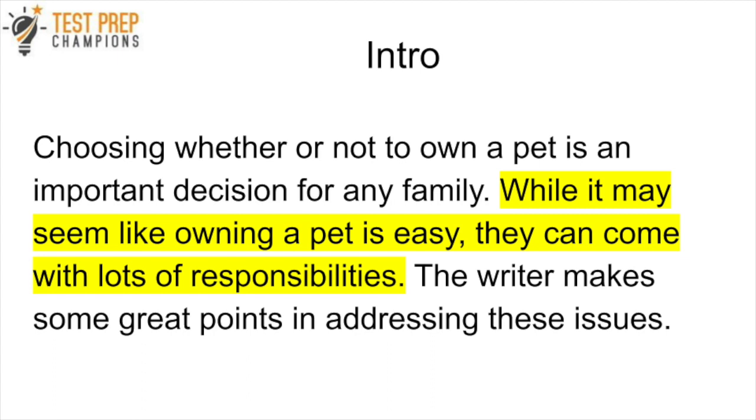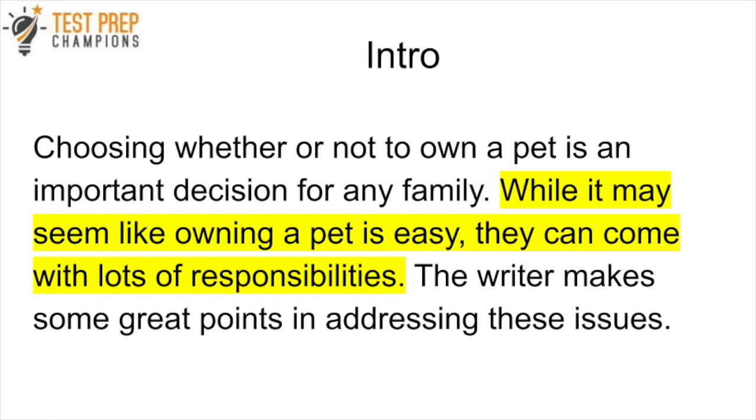And so then you go on to say, while it may seem like owning a pet is easy, they can come with a lot of responsibilities. From this sentence here, I'm guessing that you're going to be writing about 2 different positions, both why families should own a pet and why they shouldn't. I'm also guessing here that you're going to be arguing against owning a pet, but I think that we could make this more clear here.